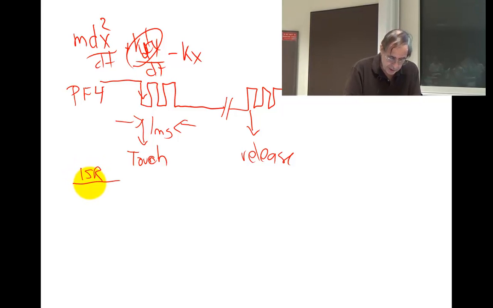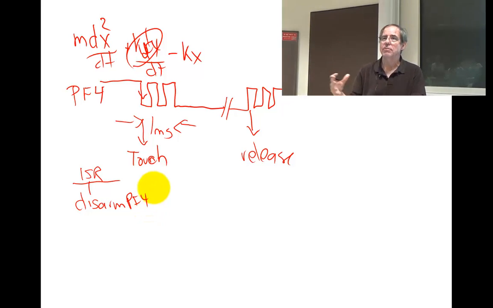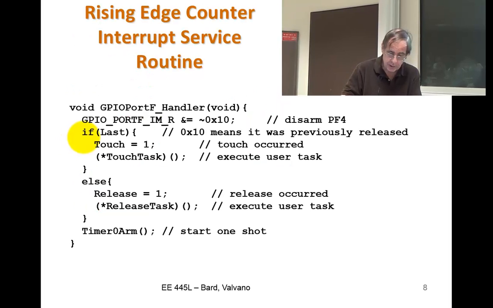Okay? And what I'm going to do is I'm going to disarm PF4. So I'm not getting an interrupt on the other edges. I won't get any more interrupts. But now the question is, which is it? Was it a touch or a release? Okay? So I'm going to need a global variable, okay, which I'll initialize to, let's see, what did I call it? I called it last. All right.